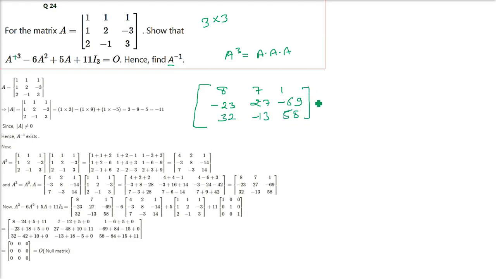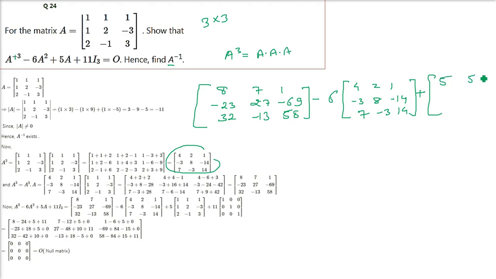Once you do it, you then subtract 6 into A square. A square is already there. So why not multiply this 6 with each element and then compute it. I'm just writing it, but I hope you will be able to multiply this and then add. Then we have 5 into A. Just multiply 5 with all of this. So 5, 5, 5. Then we have 5 into 2 is 10, 5 into 3 is 15, minus 15. Then 5 into 2 is 10, minus 5, and 5 into 3 is 15.